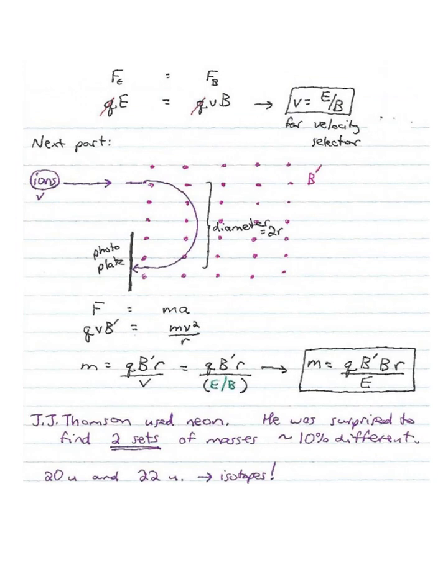All right, so the ones that will go straight are the ones that have a balance between the electric force up and the magnetic force down. So QE, that's the force on the charge in an electric field, equals QVB. Well, Q divides out, and we're left with E equals VB, which means the speed of the ions that go straight, they don't bend upwards, they don't bend downwards, is E over B.